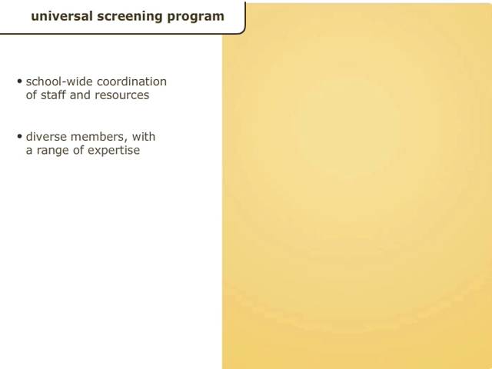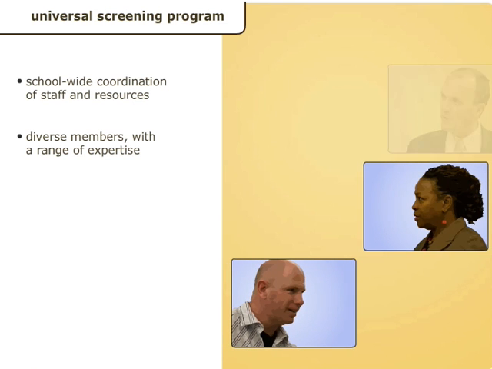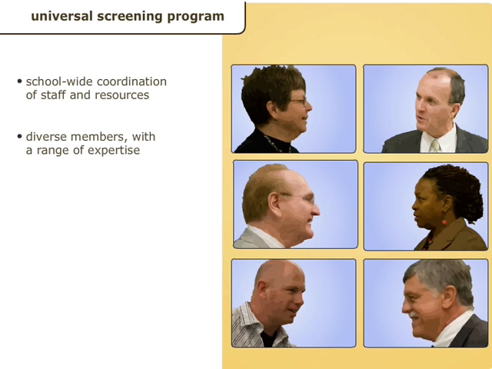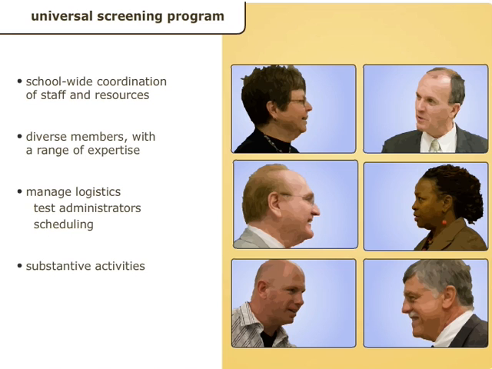A universal screening program requires school-wide coordination of staff and resources. A building-level RTI team should be comprised of diverse members with a range of expertise, such as teachers, special educators, school psychologists, reading coaches, and the principal. The team will be responsible for a number of tasks, from managing basic logistics, such as determining who will administer the assessments and handle scheduling, to more substantive responsibilities, such as selecting screening measures and establishing benchmarks to identify at-risk students.